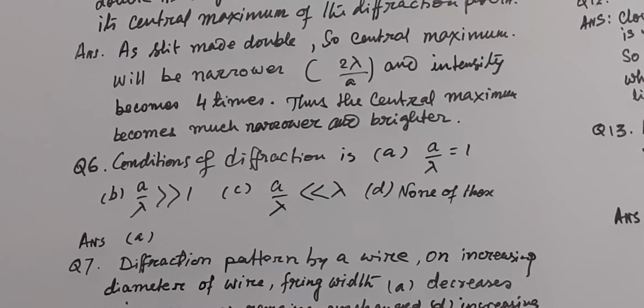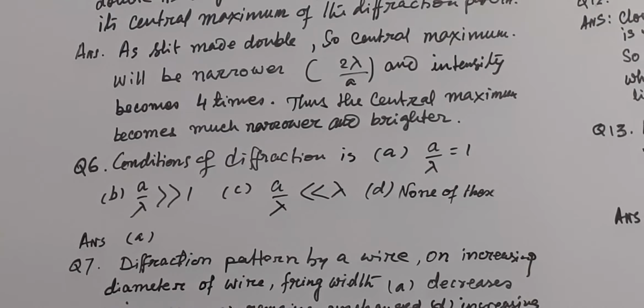Come to question number 6. Diffraction pattern by a wire. On increasing the diameter of the wire, the fringe width: 1, decreases; 2, increases; 3, remains unchanged. Increasing or decreasing will depend on the wavelength. Diffraction pattern of a wire on increasing diameter. Choice A is correct. It will decrease.